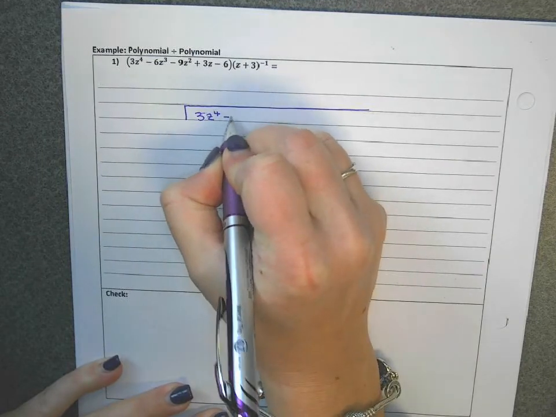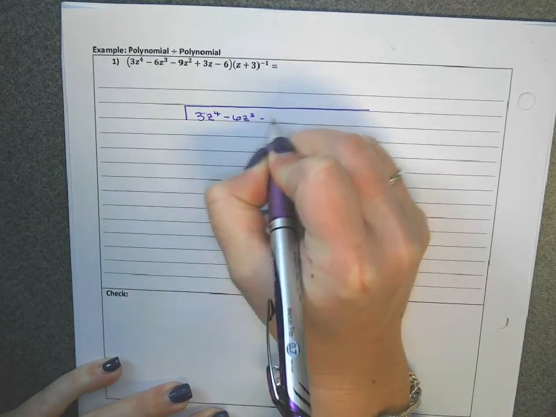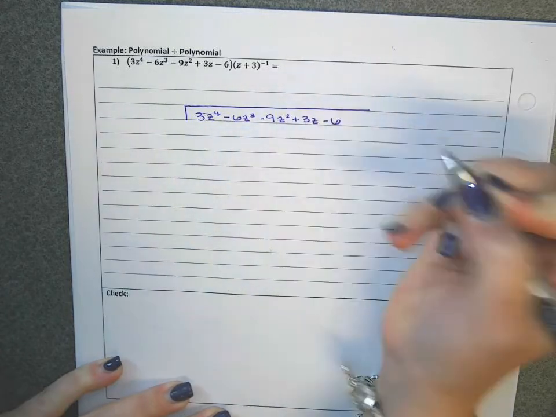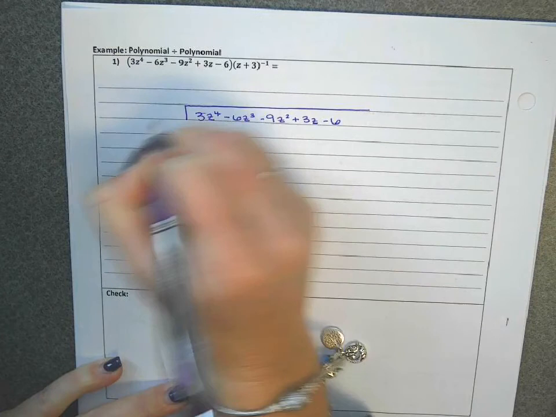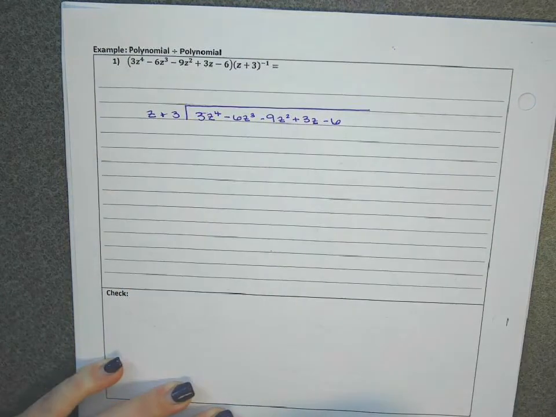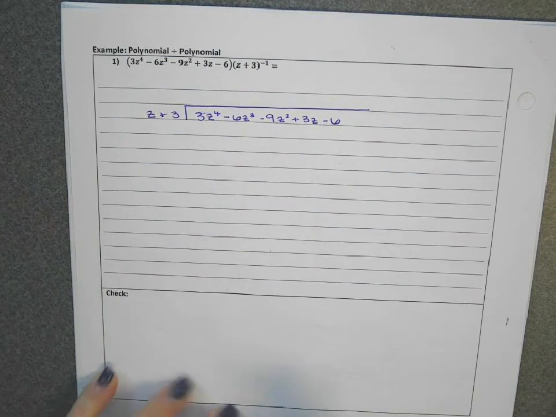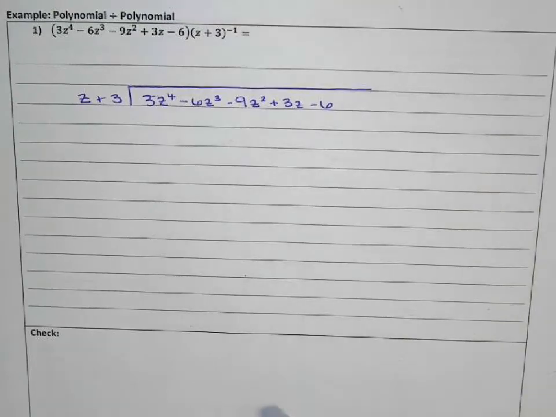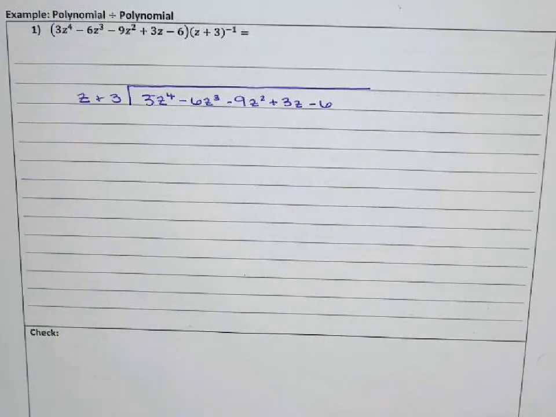So minus 6z to the 3rd minus 9z squared plus 3z minus 6. On the outside, we have divided by z plus 3. I'm going to try to use multiple colors here to see the difference in what I'm doing. Are we ready?